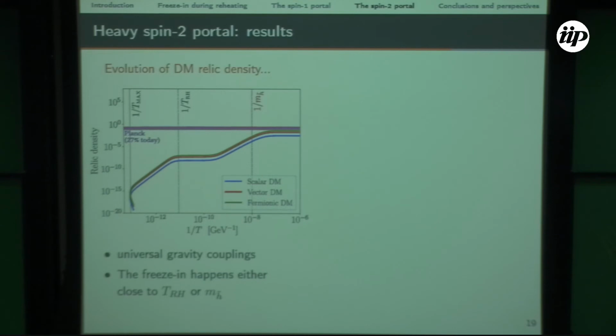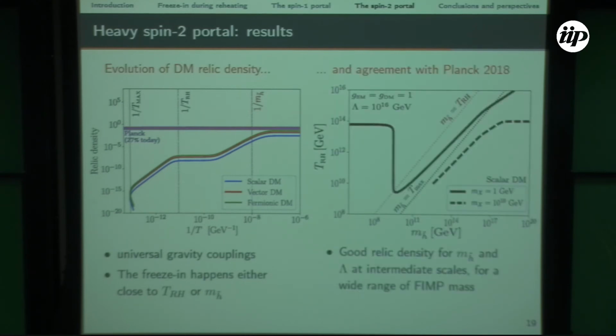So here is the evolution of the relic density for our three candidates, behaving essentially the same way. And we see that the freeze-in happens either close to the scale or the mass of this mediator. Okay, and here is the agreement with the Planck constraints. We see it in the plane of the mass of the mediator and the reheating temperature.